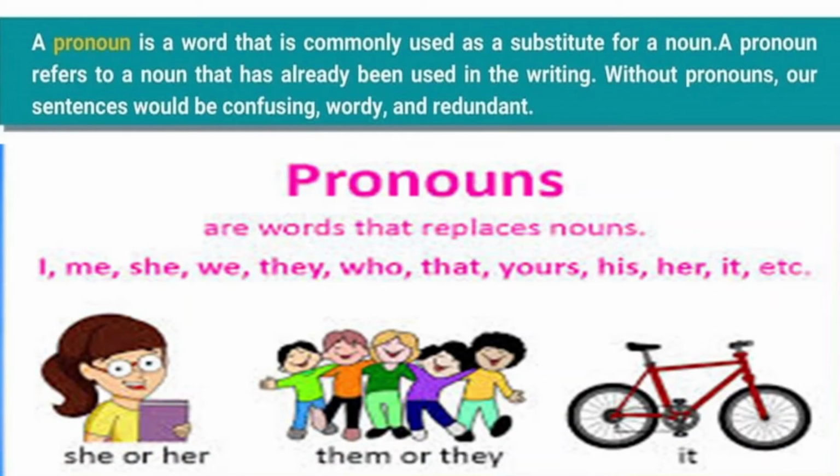Now, a pronoun is a word that is commonly used as a substitute for a noun. A pronoun refers to a noun that has already been used in the writing. Without pronouns, our sentences would be confusing, wordy and redundant. So dear students, pronouns are, in a simple way, the words that replace nouns.